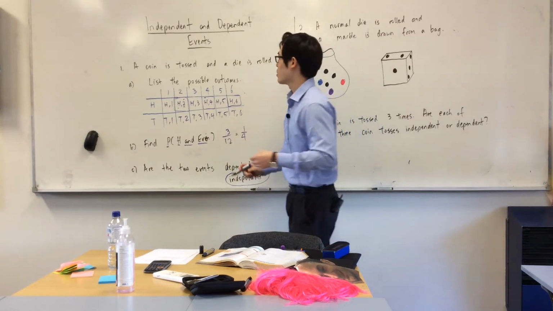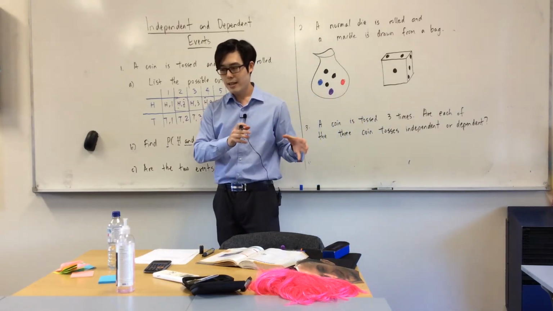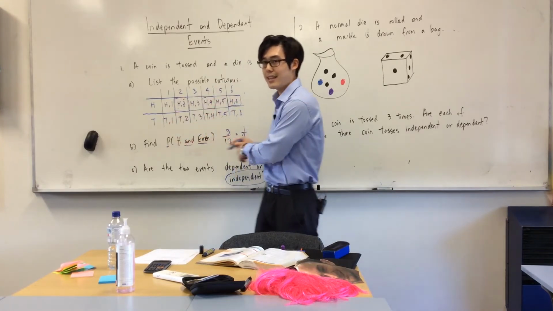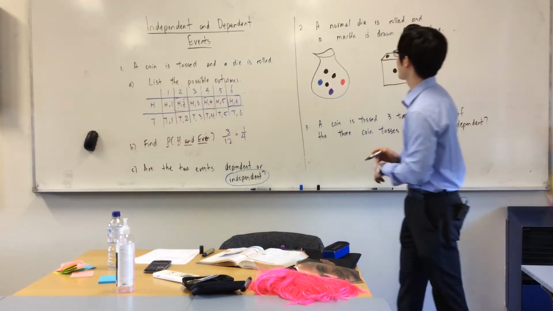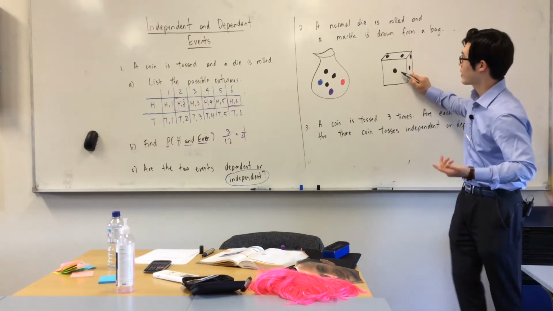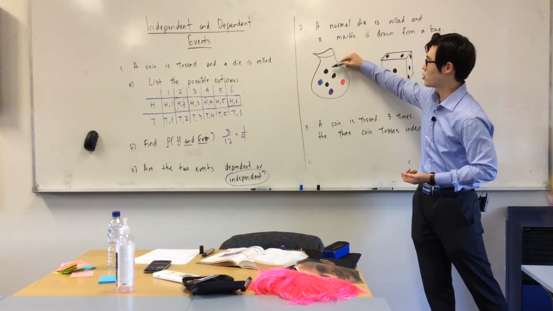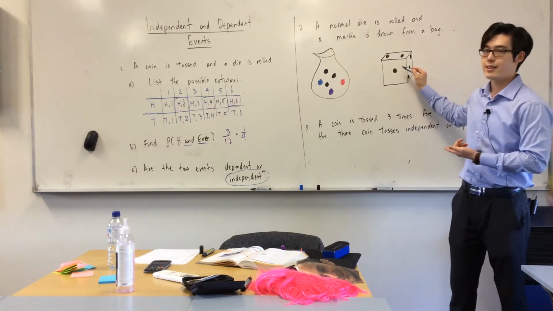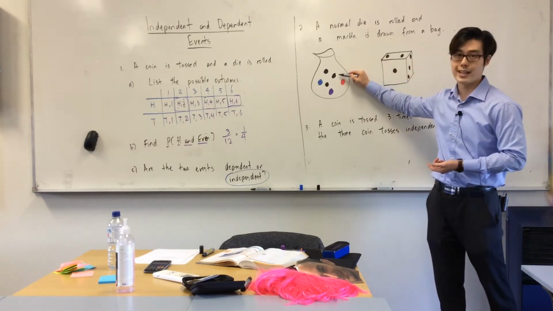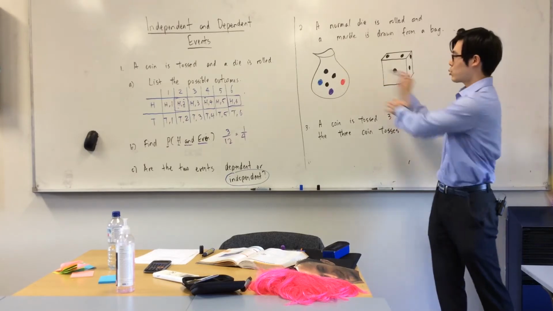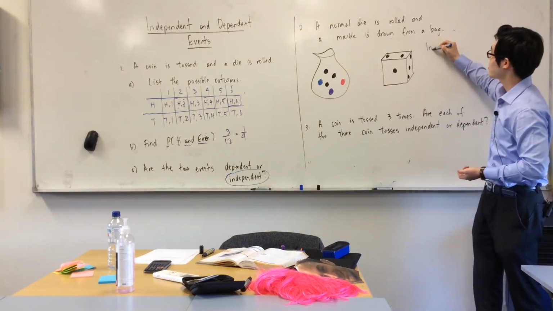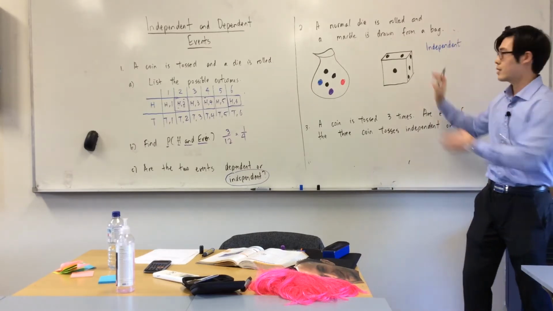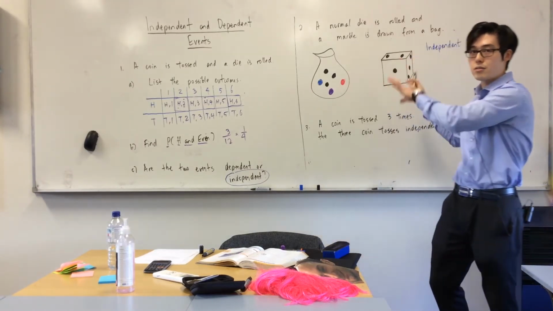So when there's an event and that has nothing to do with the outcome of another event, that's independent. For another example, let's say I have a normal die and after that I'm going to choose a marble from a bag. If I roll a certain number here, does that mean I'm going to choose a certain marble in here? No, they're two separate objects. So the answer is independent. These two are two separate things. It has nothing to do with each other.